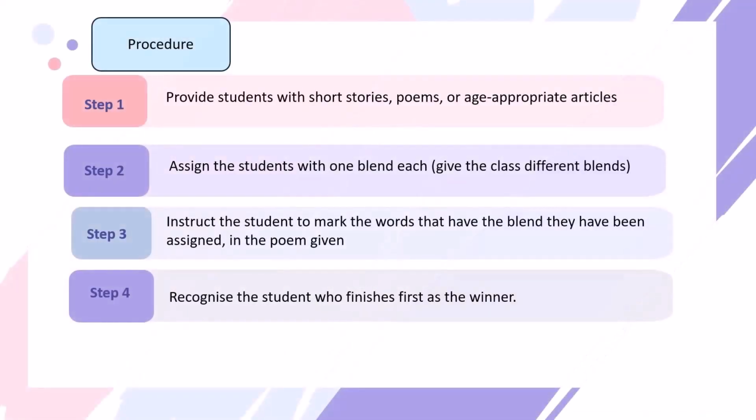The steps for this activity are you need to provide the students with texts, and they can be from newspapers, books, magazines, or any other source. Then assign the students with one blend each. Instruct the students to mark the words that have the blend they have been assigned in the text given. Recognize the student who finishes first as the winner.